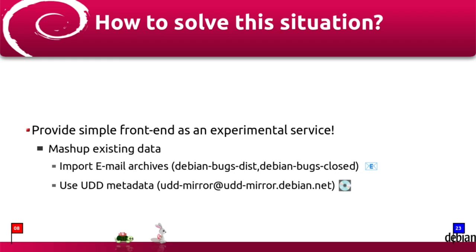Then, I started an experimental service to solve these problems. To achieve it, I used a mash-up of existing data. Email archive is used to control syncing intervals. UDD metadata is used to track the status of bugs.